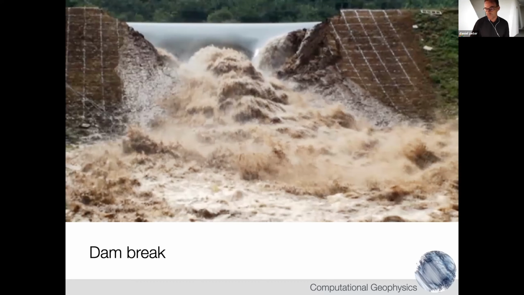For this class, what we will attack is the linearized shallow water equation. So it's not quite applicable for these dam breaks when you want to model that.